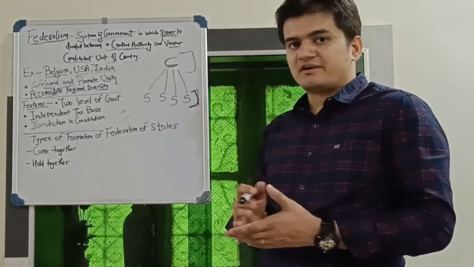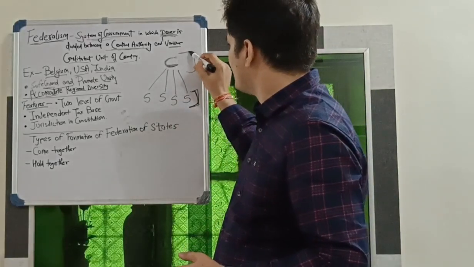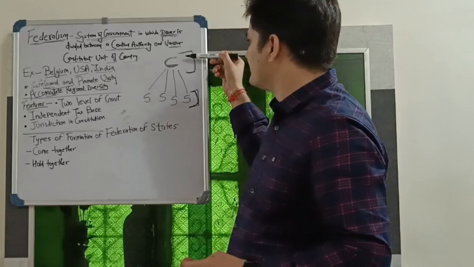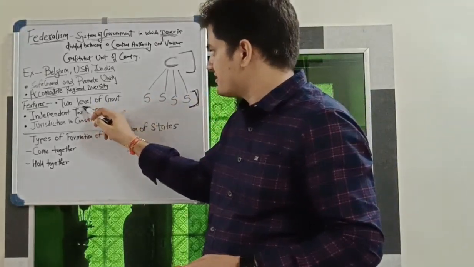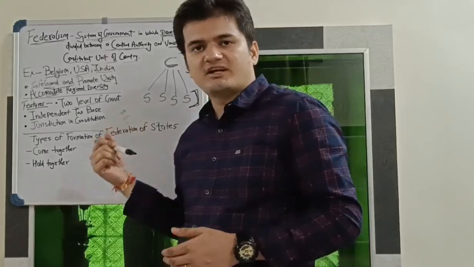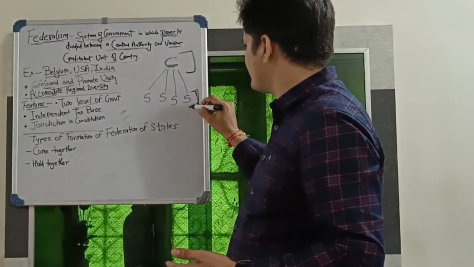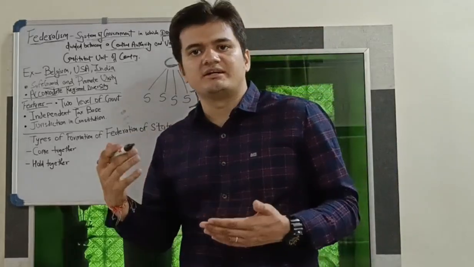So by this, the federalism political system is run in any other country, and now we will understand what are the features of federalism. Basically, it is a two-tier system of government. The power is divided between the central government and the state government. So the first feature is two levels of government, and the second feature is that each of the respective levels of government has its own independent tax base.